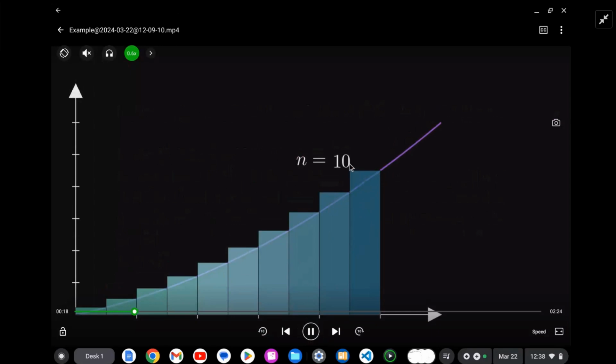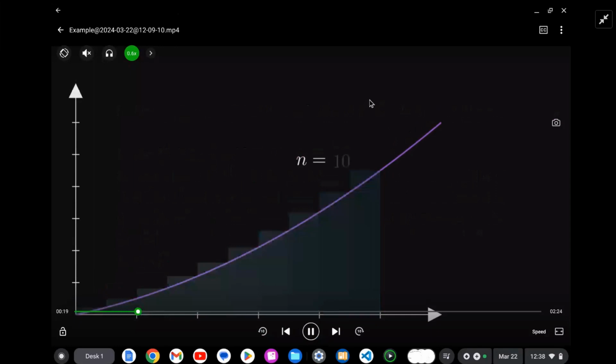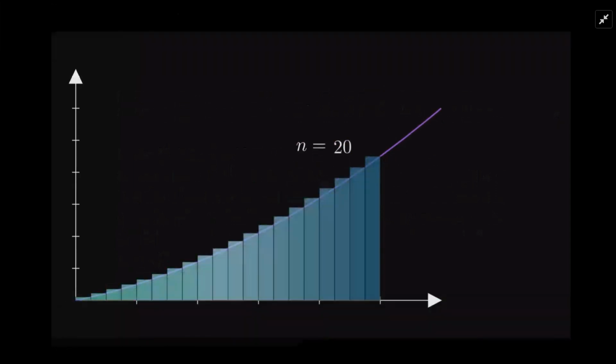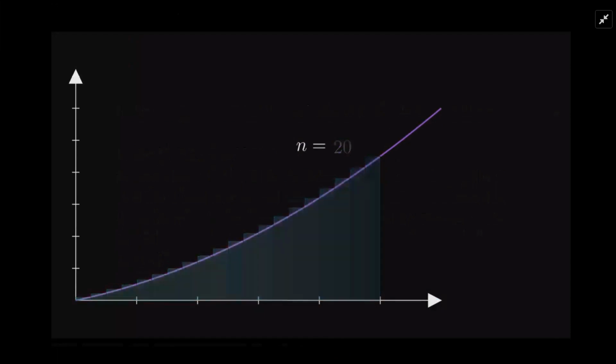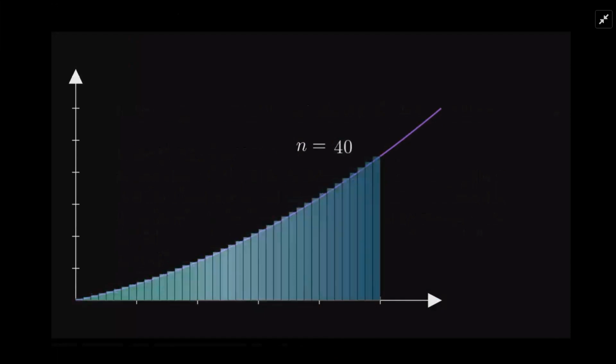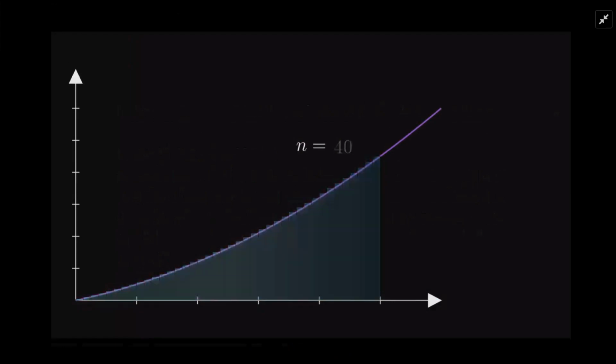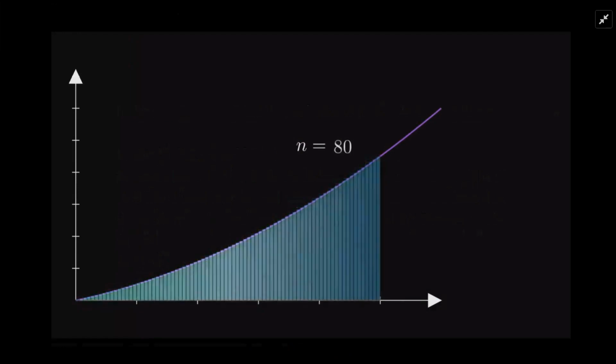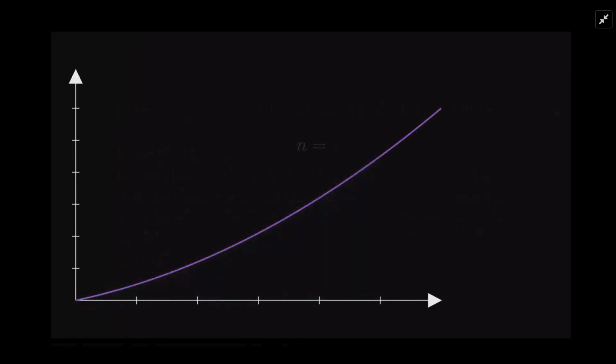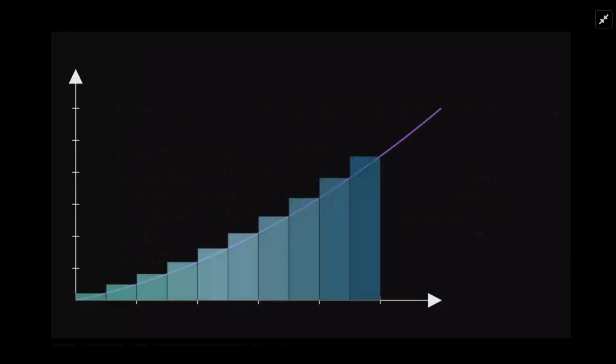But as we increase n, you see that the approximation gets better. The overestimate gets smaller. And the idea here is that as n approaches infinity, the sum of the rectangles equals the area under the curve. Okay, so let's look at a specific rectangle.